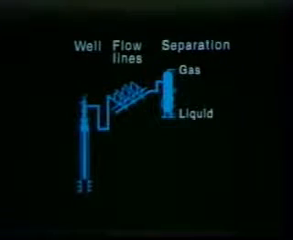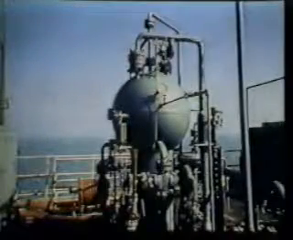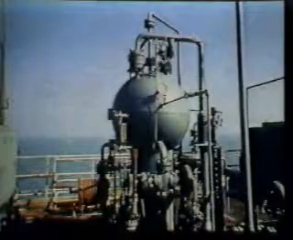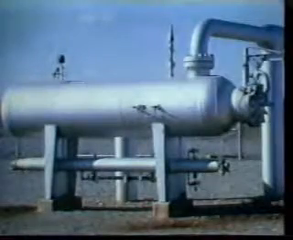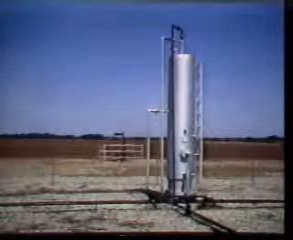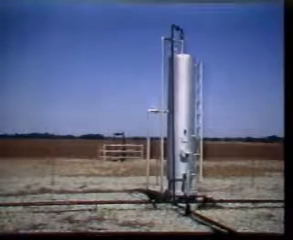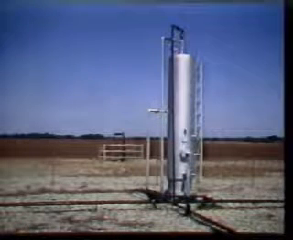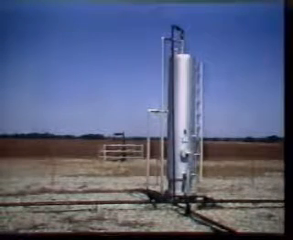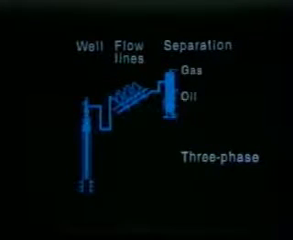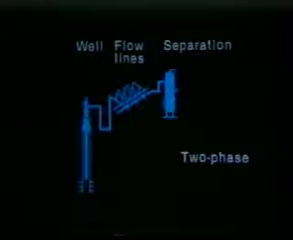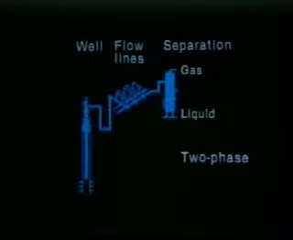Separators are usually classified by physical shape. For example, we might have a spherical one, or a single horizontal one, or a double-barrel horizontal one, or a vertical one. Each type is more appropriate for a specific application, and its size depends on the volume of produced fluids to be handled. A three-phase separator divides the production into gas, oil, and water. A two-phase separator divides the produced fluids into gas and liquid. Let's observe the operation of a typical vertical two-phase separator.